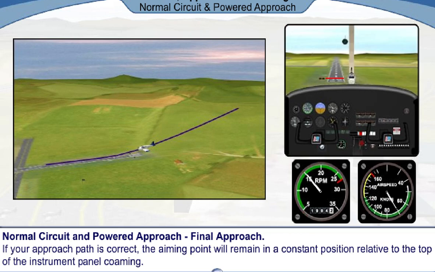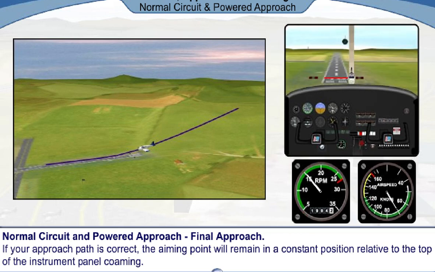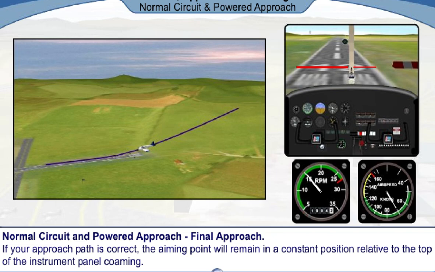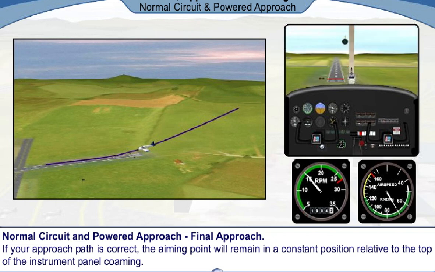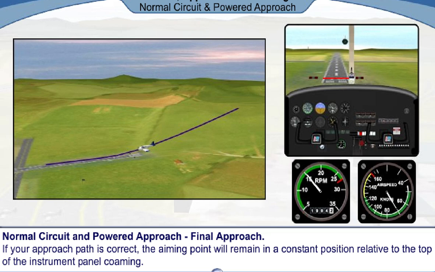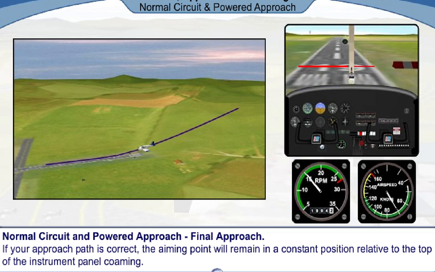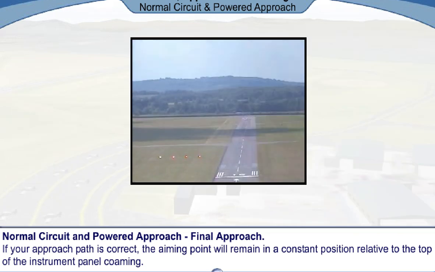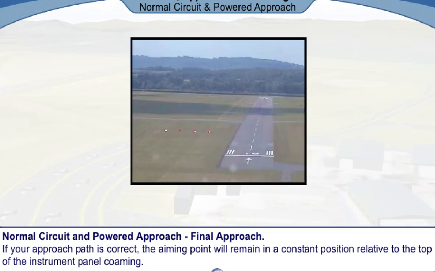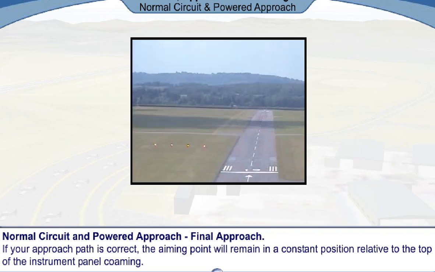If your approach path is correct, the aiming point will remain in a constant position relative to the top of the instrument panel coaming. A correct approach should look similar to the one we've already shown you, and which you see again on screen now. This video clip shows the correct glide path aspect, flown on an actual approach.